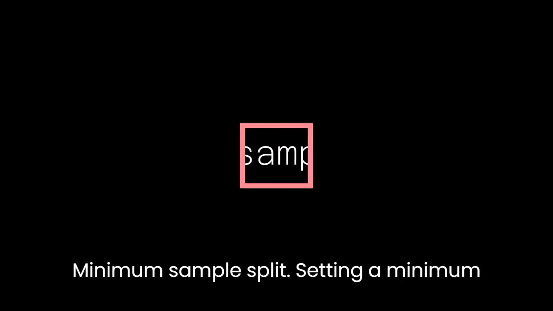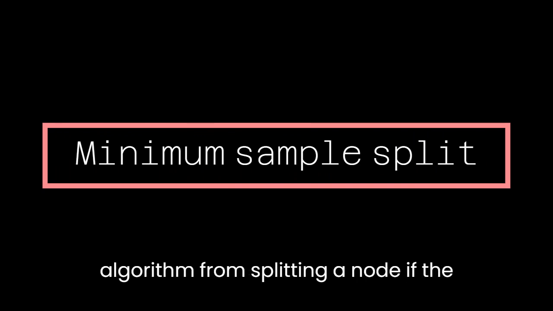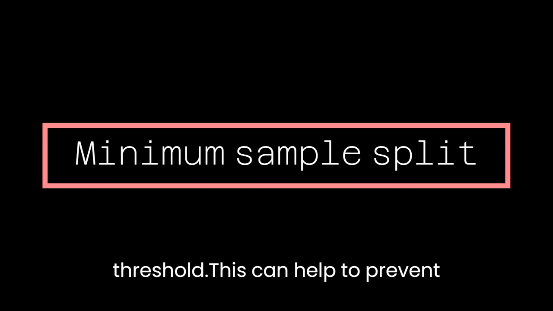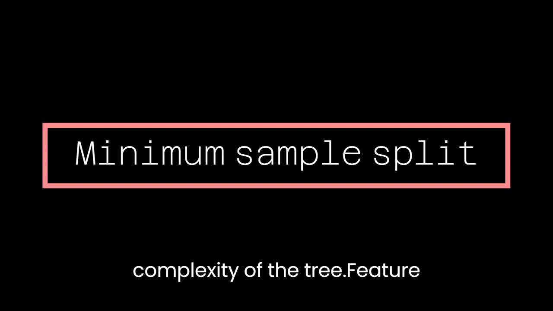Minimum sample split. Setting a minimum sample split threshold will prevent the algorithm from splitting a node if the number of samples is below a certain threshold. This can help to prevent overfitting by limiting the depth and complexity of the tree.